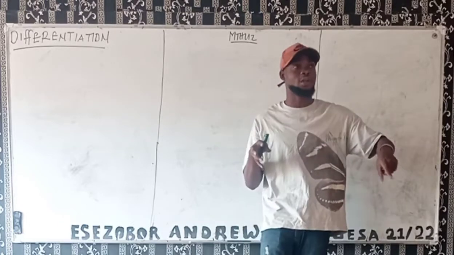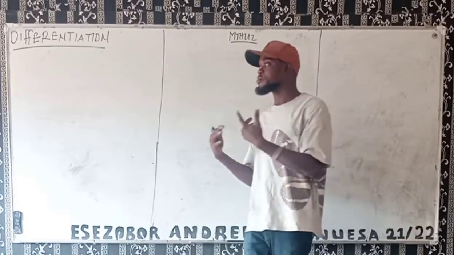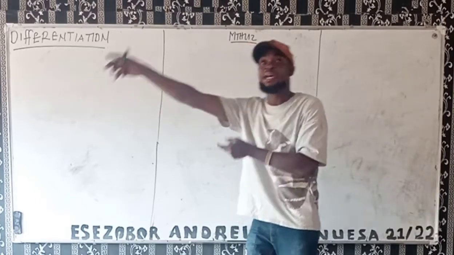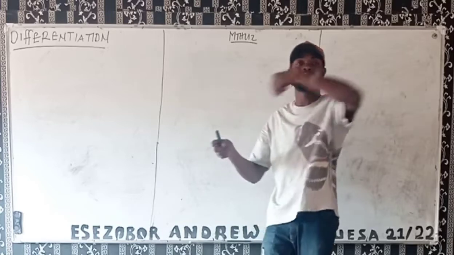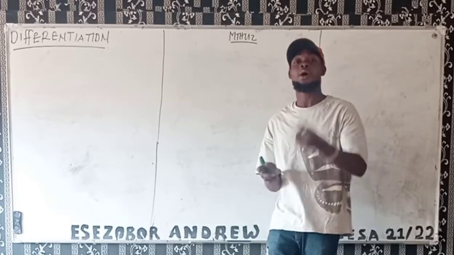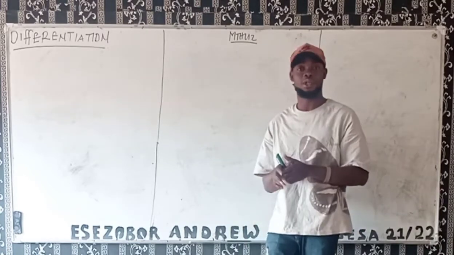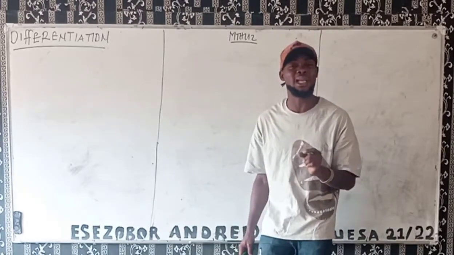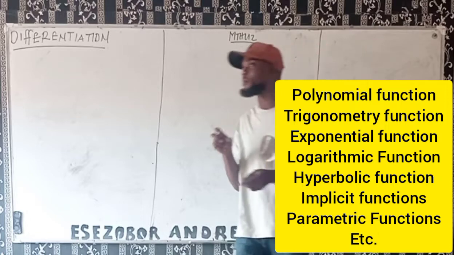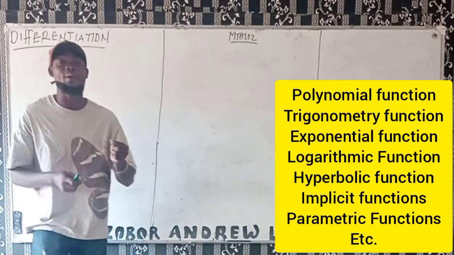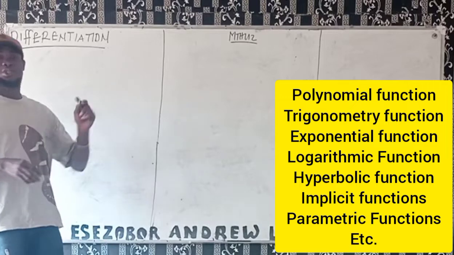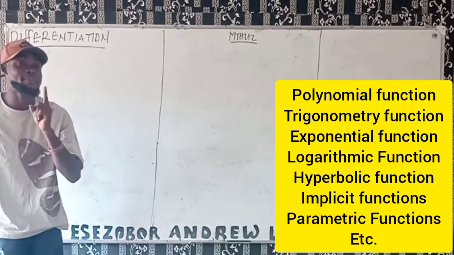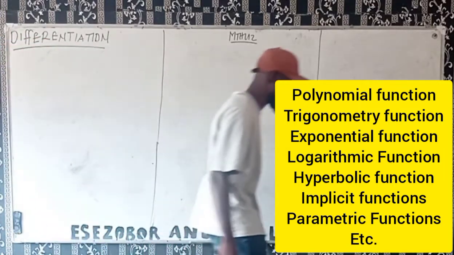What is the meaning of function? A subject can be said to be a function of a variable if a direct change in the variable will lead to a change in the subject. Now, we have different types of functions. First, we have polynomial functions. Then we have trigonometric functions. Write them down, it's very important. Then exponential functions.